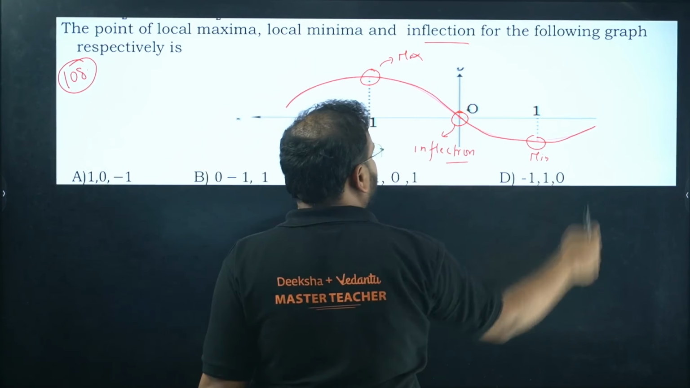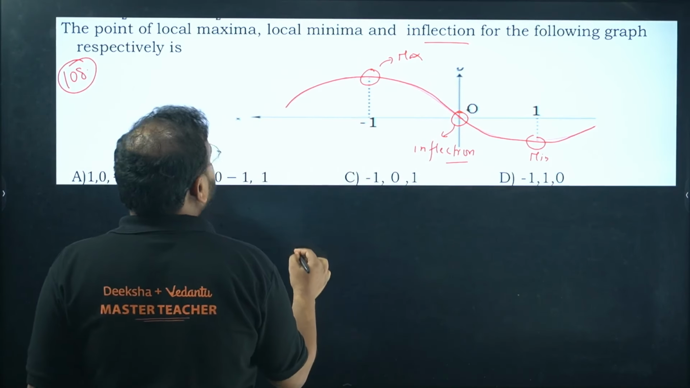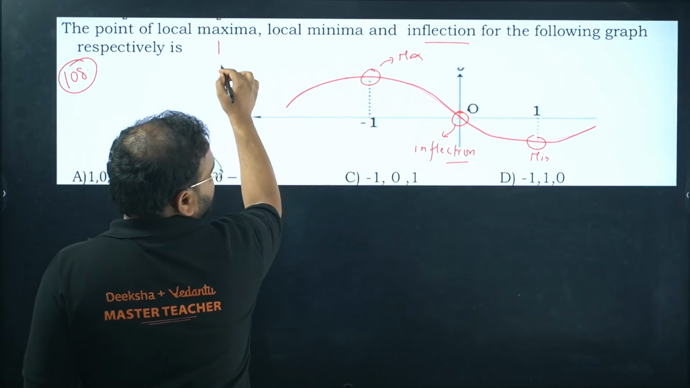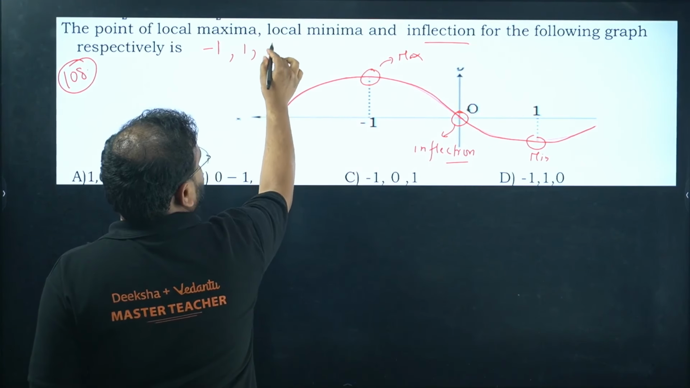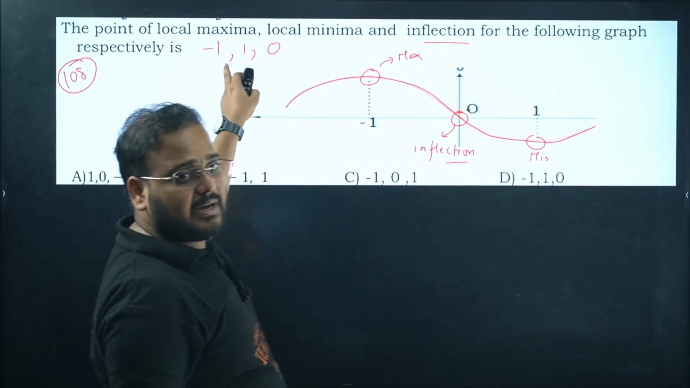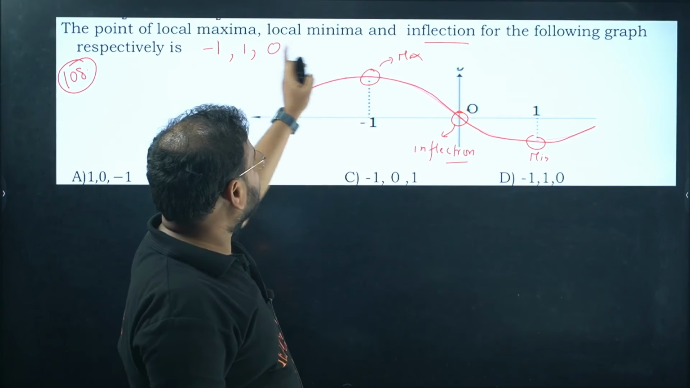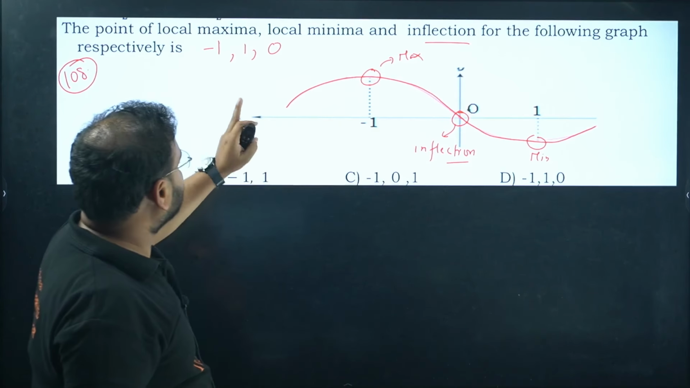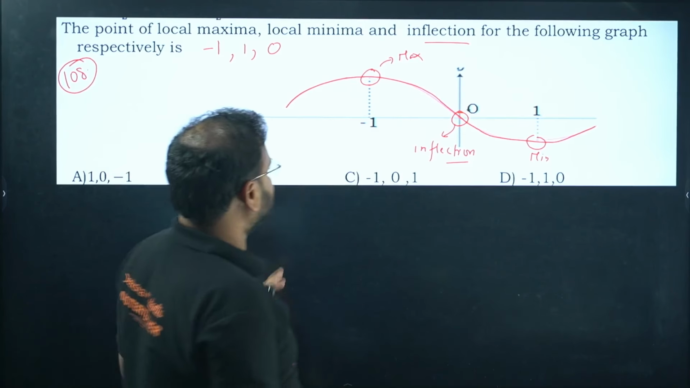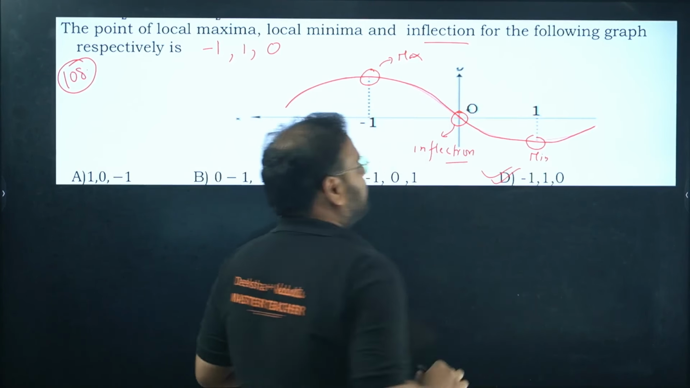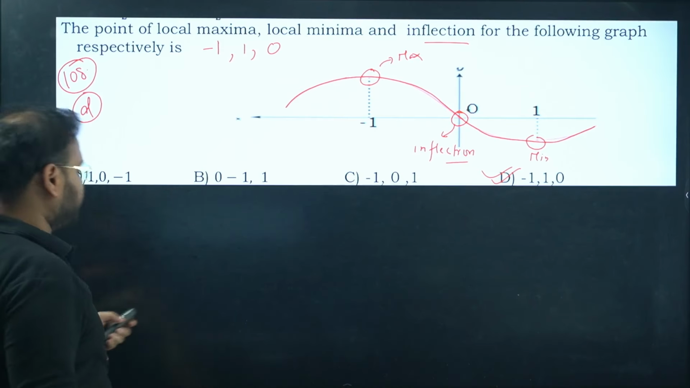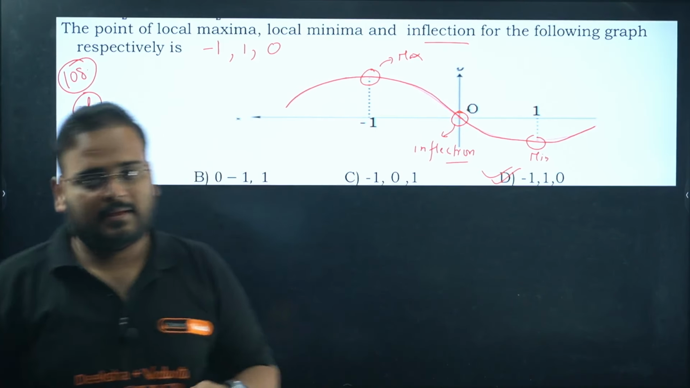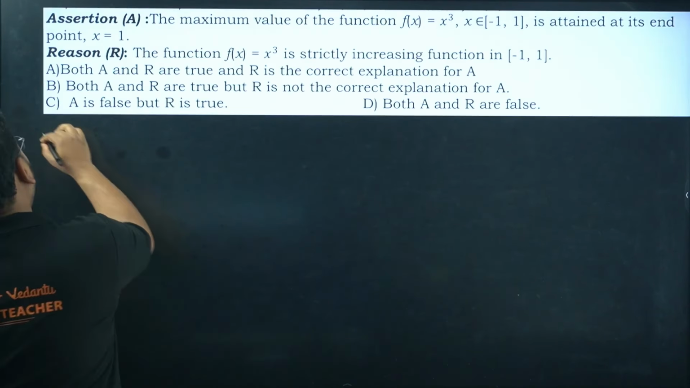Concave down, concave up. So your answer is: maxima is 1, maxima is minus 1, minima is 1, and this is 0. So minus 1, 1, 0 is option D. Got it? Yes. Question number 109.